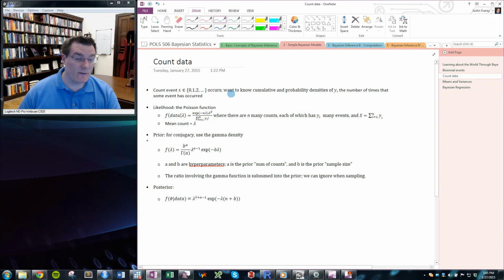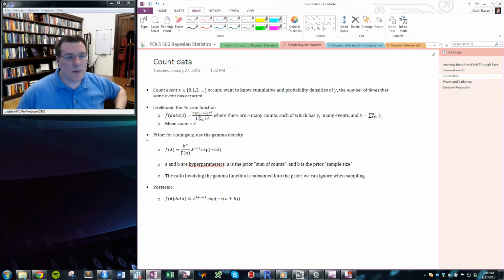Things like, as I said before, battle deaths, for example, are intrinsically count data. You can't have half a death. You can't have negative deaths. When we have data like this, we might want to know the cumulative and probability densities of the number of events, the count of things that will occur. So if we're trying to predict the deadliness of a conflict, we might operationalize that with the number of battle deaths. Consequently, we want to know something about how many we would expect under various circumstances, and what's the uncertainty around that, how much variation is there from conflict to conflict, and so on.